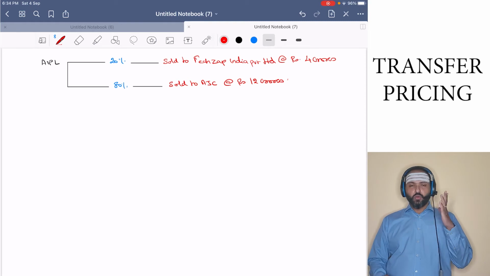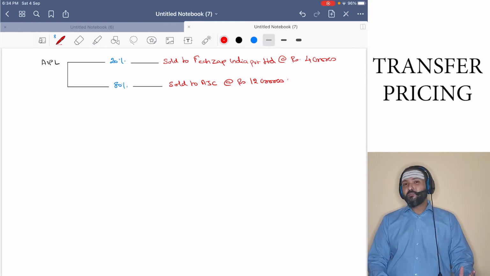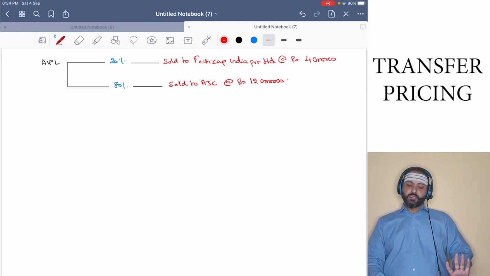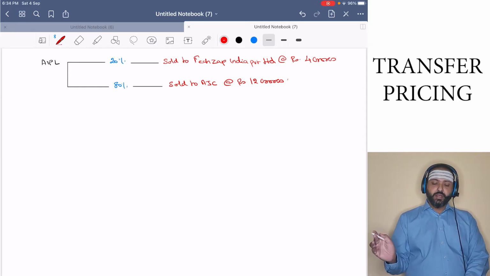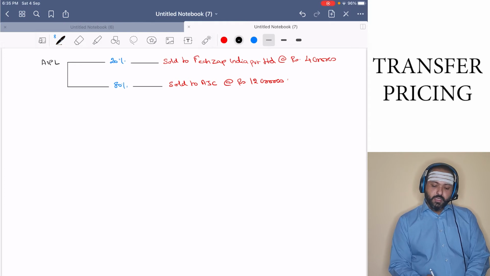Now let us see what is the impact of these transactions. So these transactions, let us break it into two. One is the purchase transaction, and two is the sale transaction.